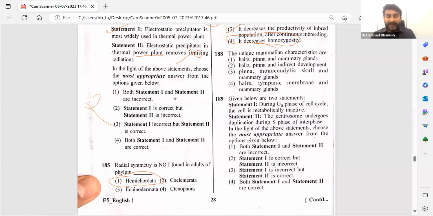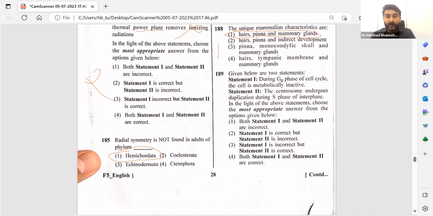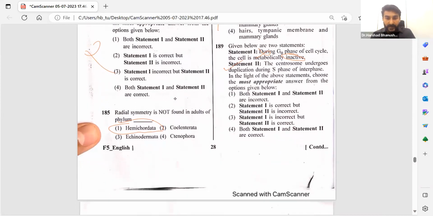The unique mammalian characteristics, this is pretty straightforward. Hair, pinna, and mammary glands are unique to mammals. Next, during G0 phase of the cell cycle, the cell is metabolically inactive? No, the cell is not metabolically inactive. It is metabolically active, so this is wrong. Centromere duplicates during S phase, it's correct. 1 is wrong, second is correct. That would be option 3.